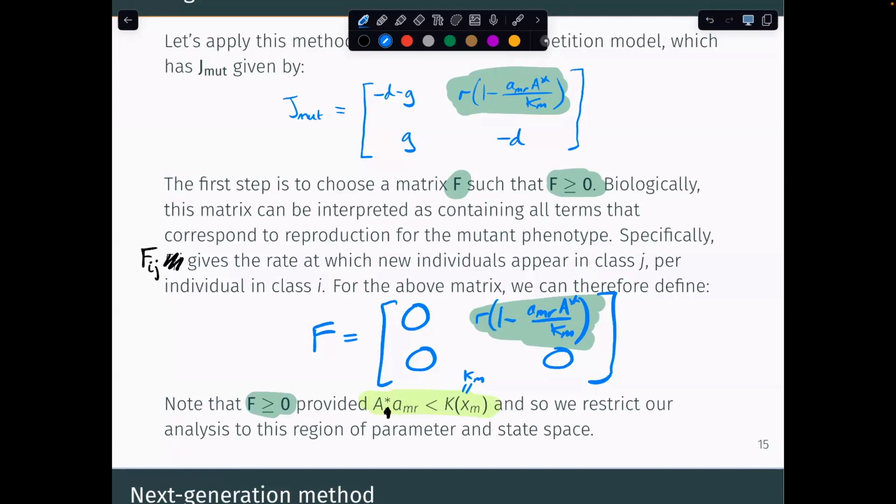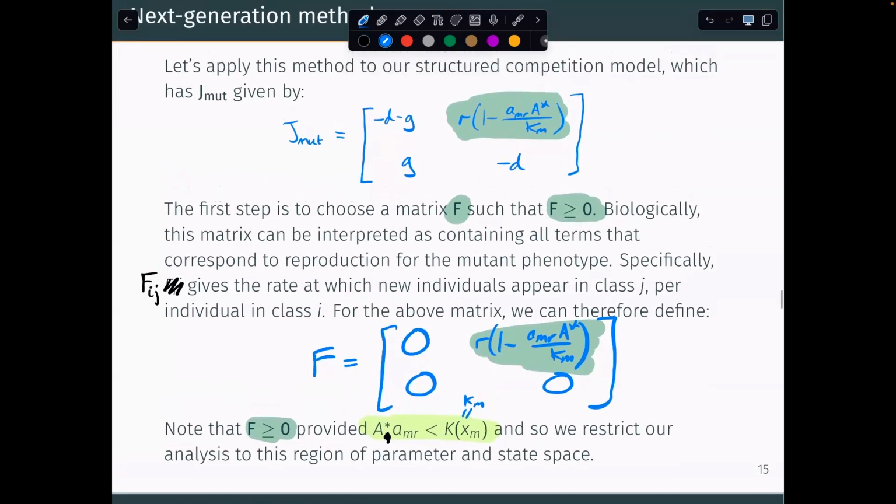Okay, so the key point here, just to take a slight step back, is that we just want to take those birth terms from here. If we choose birth terms, because they're births, they can't be negative, right? We can't have negative births. So choosing a term that corresponds to birth and restricting yourself to a domain that makes sense for this to be a birth term means that this matrix is always going to be greater than or equal to 0. All elements are non-negative. So that's the first matrix.